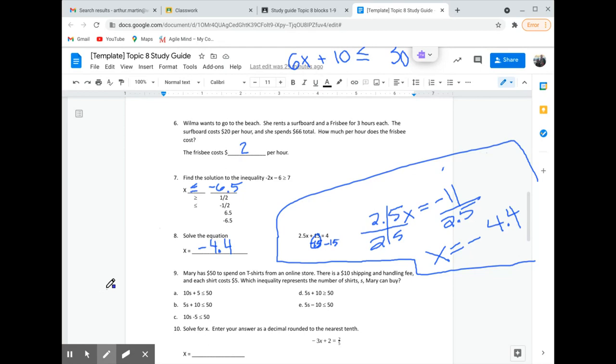Mary has $50 to spend on t-shirts from her online store. There is $10 shipping and handling fee, and each shirt costs $5. Which inequality represents the number of shirts Mary can buy?